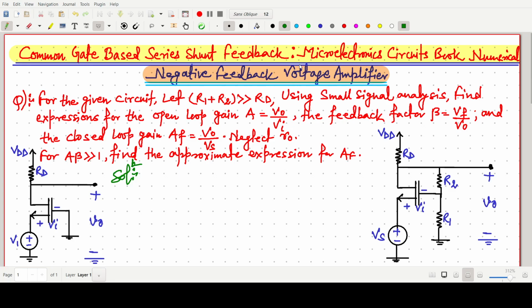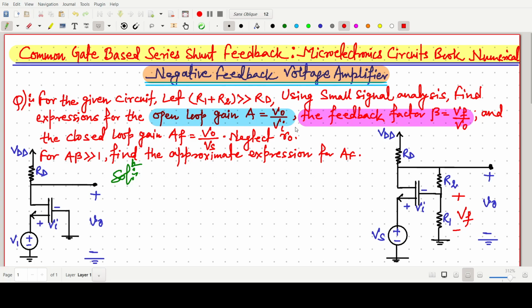So the first thing that we have to find is V naught by Vi, that is our open loop gain. Then after that we have to find the feedback factor beta, that is Vf by V naught. Here there is the term Vf, I am writing here. This one is plus minus Vf. This voltage across the resistance R1 is our Vf.